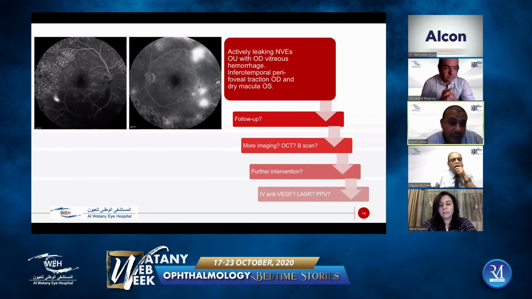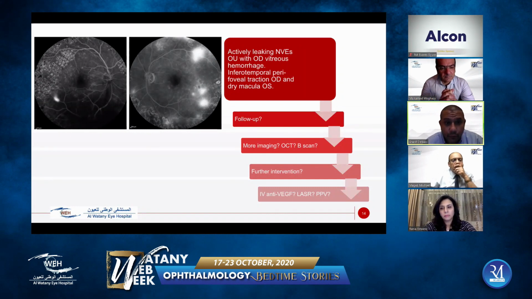I don't know the opinion of the other panelists, but to me, if you do a full scatter PRP and you get a complete regression, it's very rare to get new vessels after this. So my opinion is that whoever did the PRP did a relatively good PRP, but I think those new vessels were concealed by the anti-VEGF treatment. So when you did the fluorescein, it looked as if it had completely regressed, and once the effect was gone, these new vessels appeared.